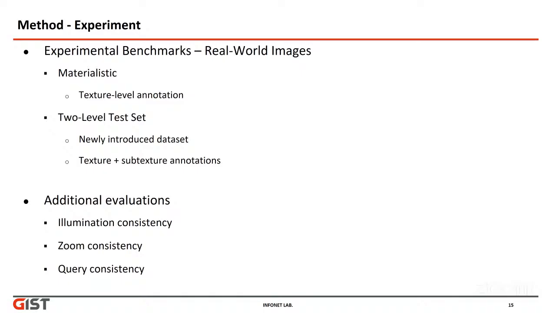As an assessment, they made an experiment with real world images, while their dataset is made up of all synthetic images. Materialistic is real world images, and they did a texture level annotation with this, and they made a two-level test set with a very small number of real world images, and they also did subtexture annotation in this test.